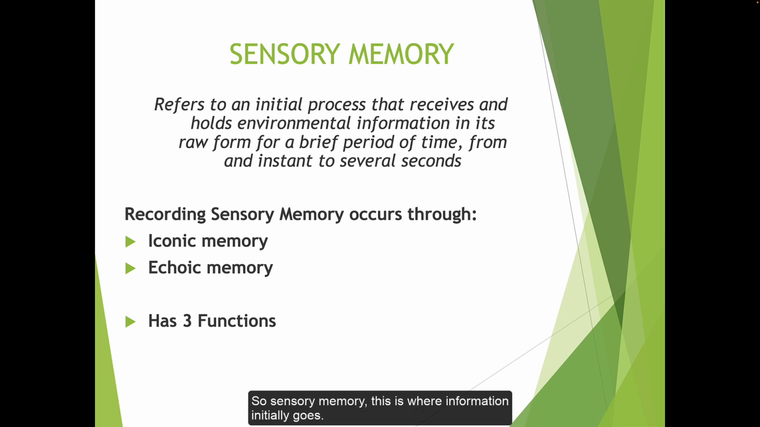So sensory memory. This is where information initially goes. There are 2 types, iconic and echoic. What I'd like for you to think about is, how do we take in icons on a screen? We take that in through our eyes. So this is sensory information that's visual. What sense do we use to take in echoes? Our hearing. So this is sensory information that is processed auditorily.